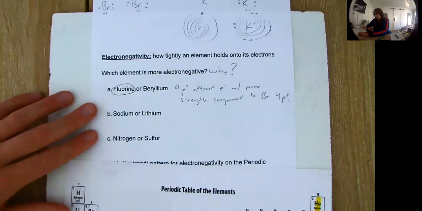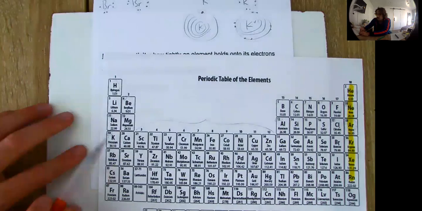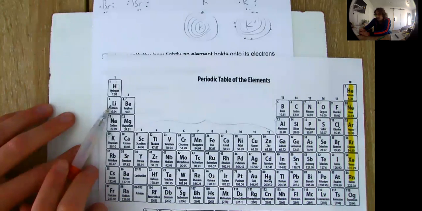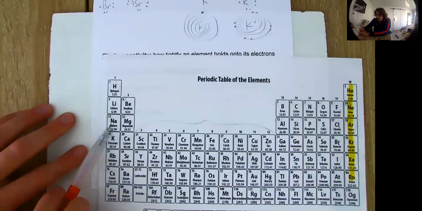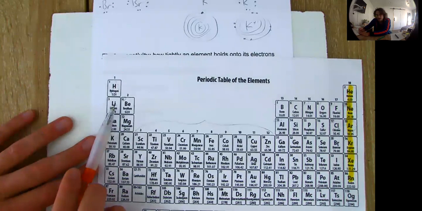Sodium or lithium? Let's find sodium and lithium on the periodic table. So sodium is right over here and lithium is right here. Well, this is an easy one because sodium has more shells than lithium, meaning lithium is going to be smaller, meaning those electrons are closer to the 3 protons. So lithium is going to be the more electronegative.